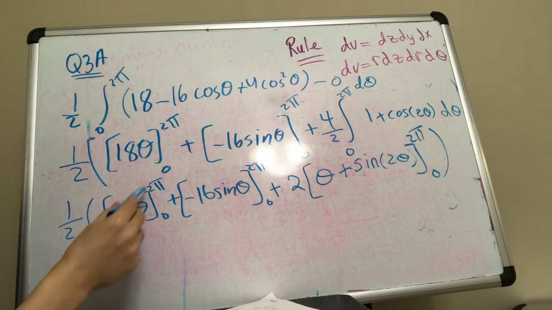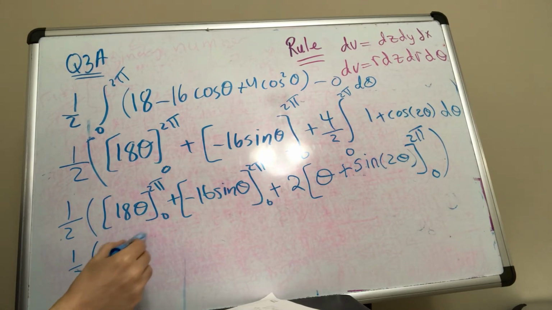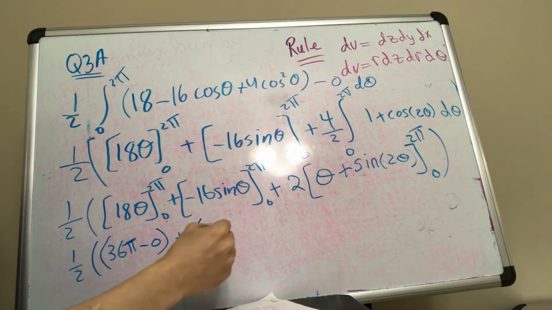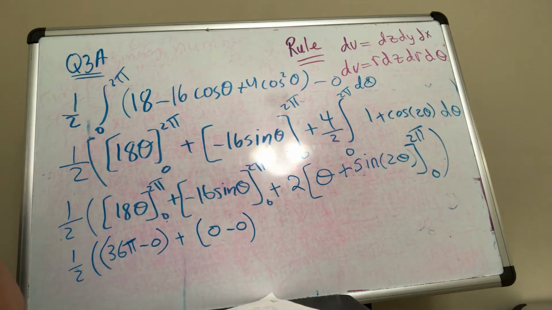If we plug 2 pi, 2 times this would be 36 pi, and plug the 0 would be 0. That's the first one. Sine of 2 pi is 0. Sine of 0 is 0. So the second one doesn't affect the answer.